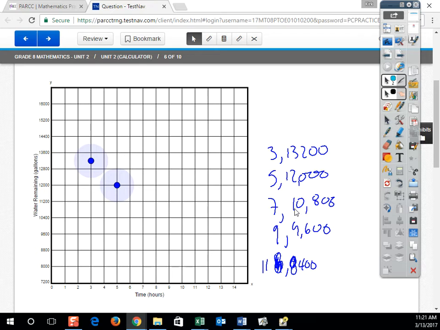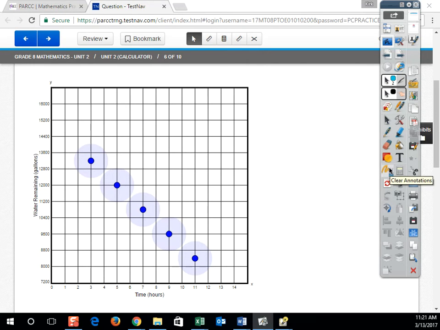7, 10,800, so 7 and 10,800. 9, 9,600, so we have 9, 9,600, which is an exact point. And finally 11, 8,400, should be right here. And I can see clearly that these dots will give me a line. This is a linear relationship, which should help later on. All right, let's keep going.